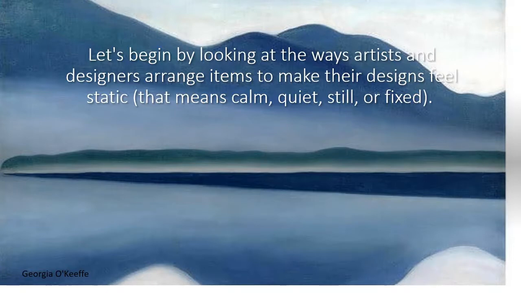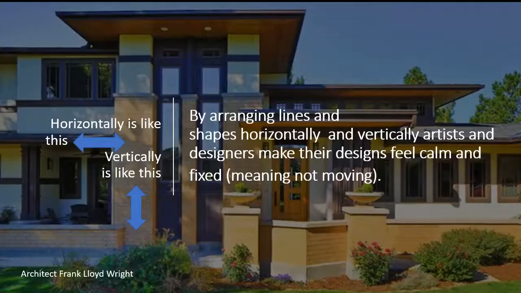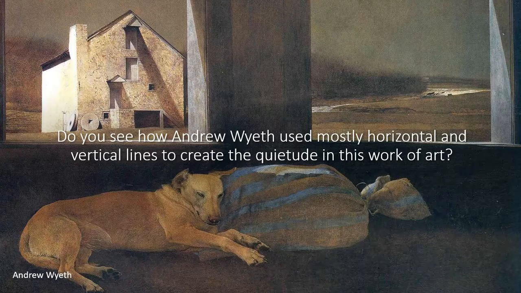Let's begin by looking at the ways artists and designers arrange items to make their designs feel static. That means calm, quiet, still, or fixed. By arranging lines and shapes horizontally and vertically, artists and designers make their designs feel calm and fixed, meaning not moving. You see how Andrew Wyeth used mostly horizontal and vertical lines to create the quietude in this work of art?